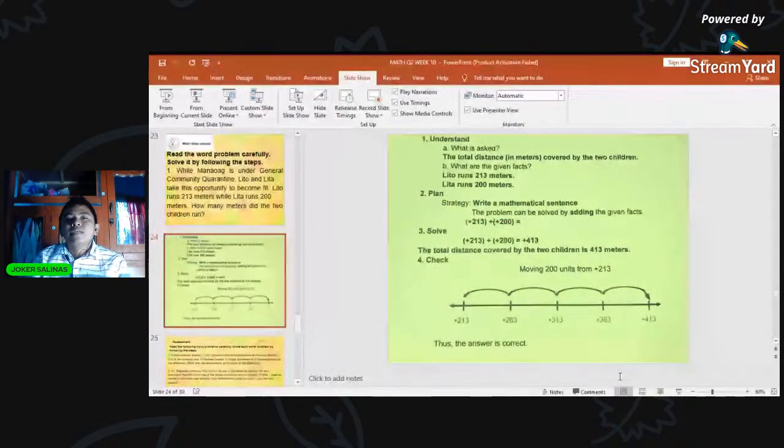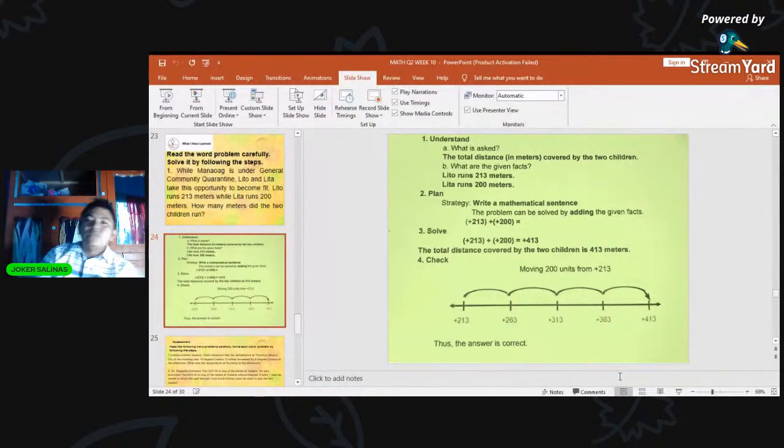Okay, to check, the distance in meters covered by the two children is what is being asked in our given problem. The given facts there are Lito runs 213 meters while Lita runs 200 meters. What are the strategies you're going to do? You're going to write a mathematical sentence. The problem can be solved by adding the given facts. Positive 213 plus positive 200.